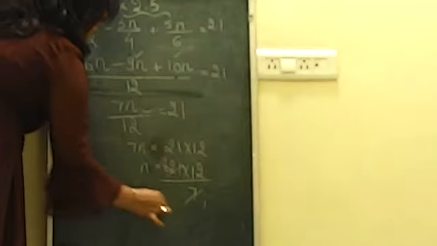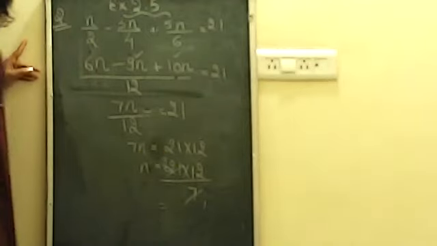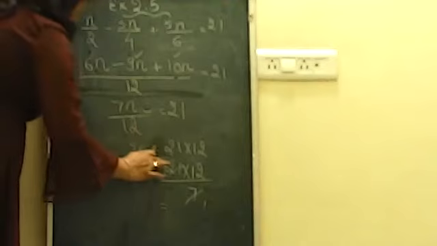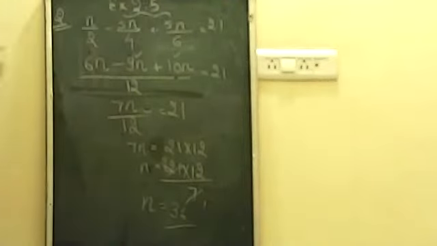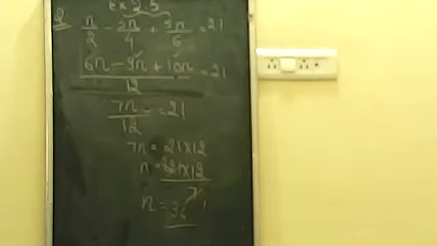Now 7 ones are 7, 7 threes are 21. Sorry, I am so sorry. Now this is 3 into 12, which will give us 12 threes are 36. N value is coming 36. Finished.